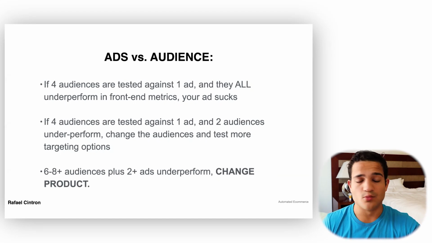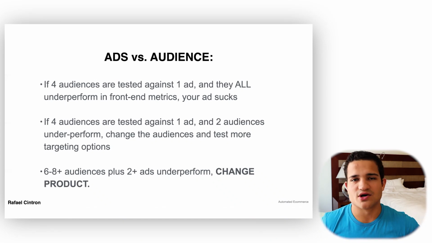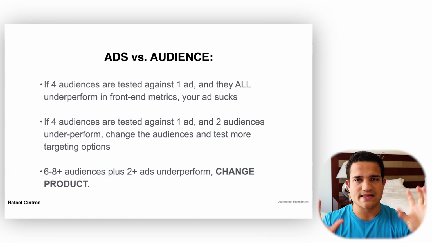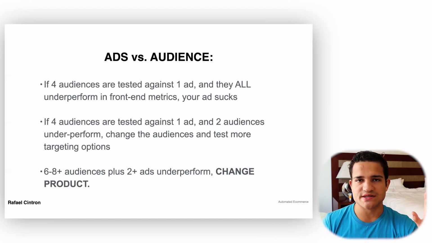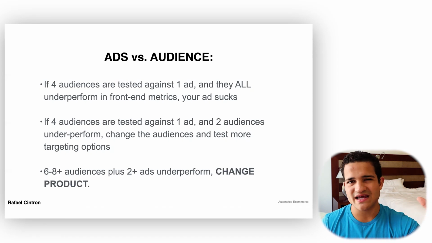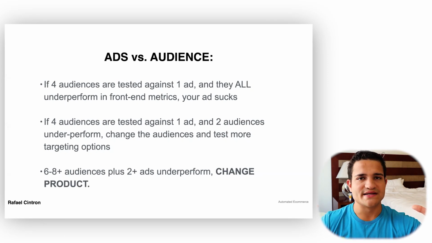Now, if you test multiple audiences with 2 ads or more, let's say you test 8 audiences, 10 audiences, and 2, 3, 4 ads, and they're all terrible, in that case, I would tell you to change the product. So you have to really test them properly. If you're testing multiple audiences with one ad and they're all bad, change your ad, test another ad. If that ad still doesn't perform, let's test more audiences. If you test more than 8 audiences with really bad ads, with multiple ads, then you gotta change your product. If everything is bad, that's when you have to change your product.